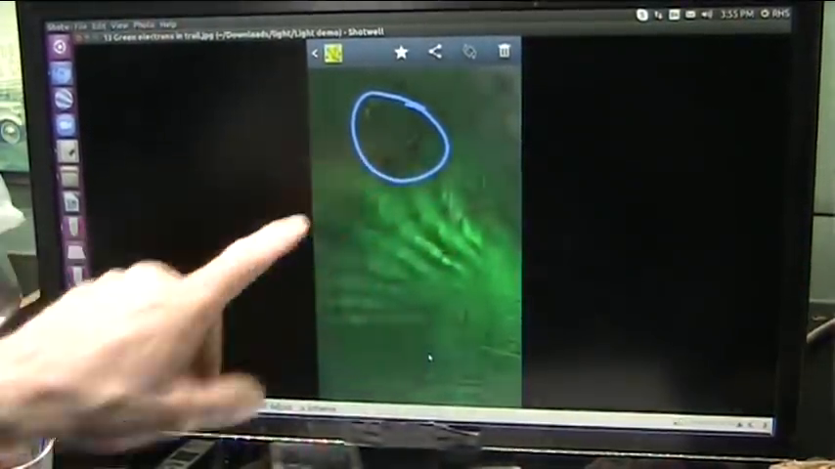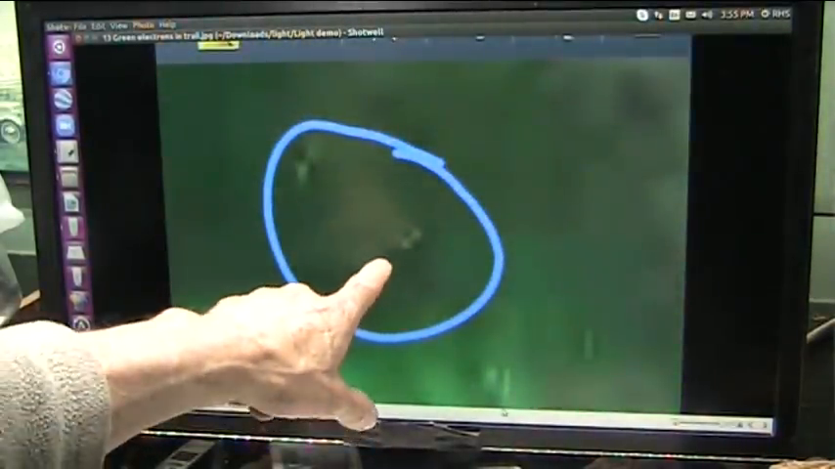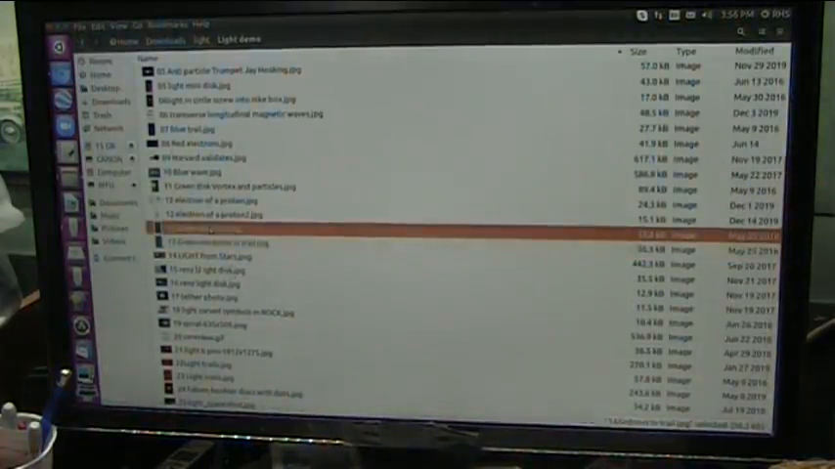Well, here's green from a green laser, and it's much more powerful, too. And they do exactly the same thing. Here, I got one that's just the green here. You see, look at that.